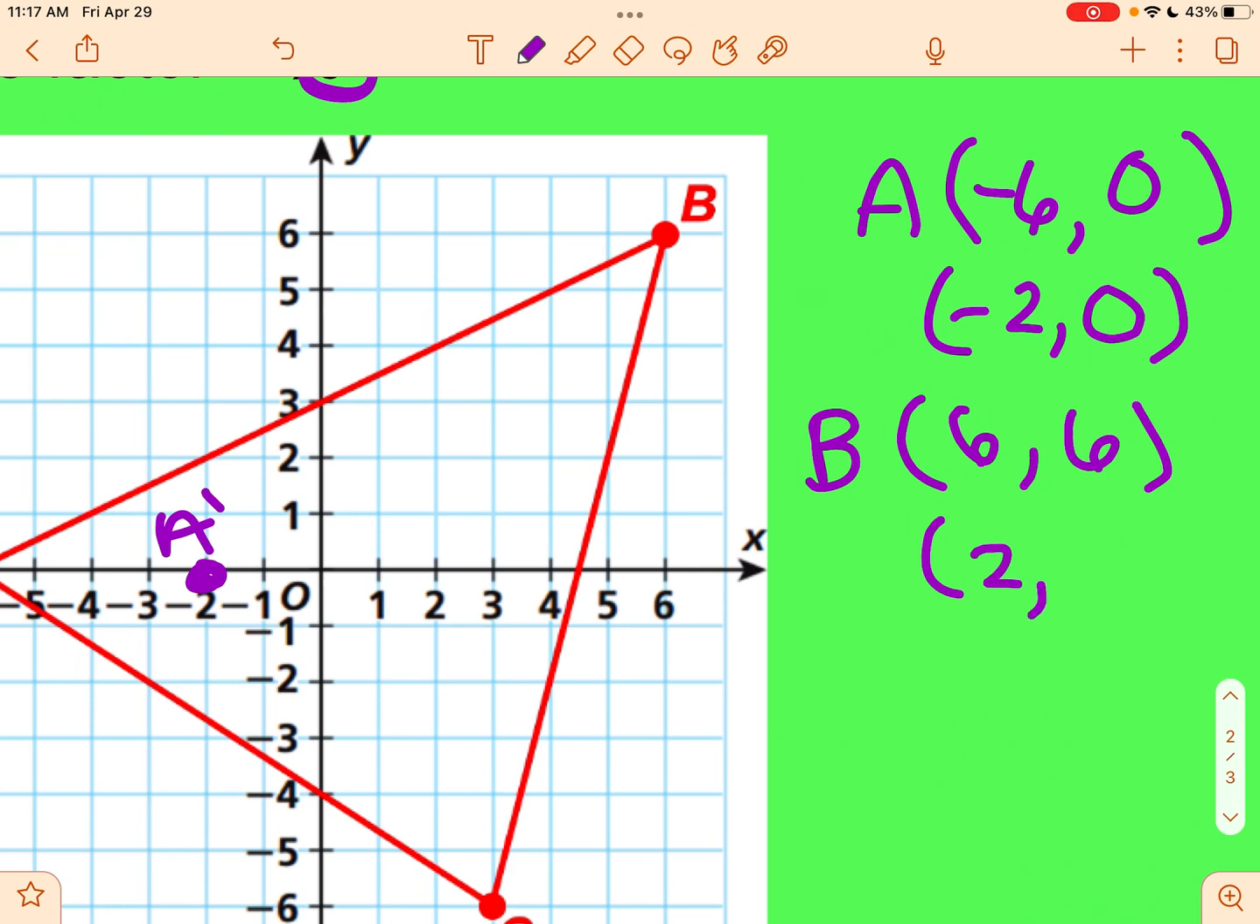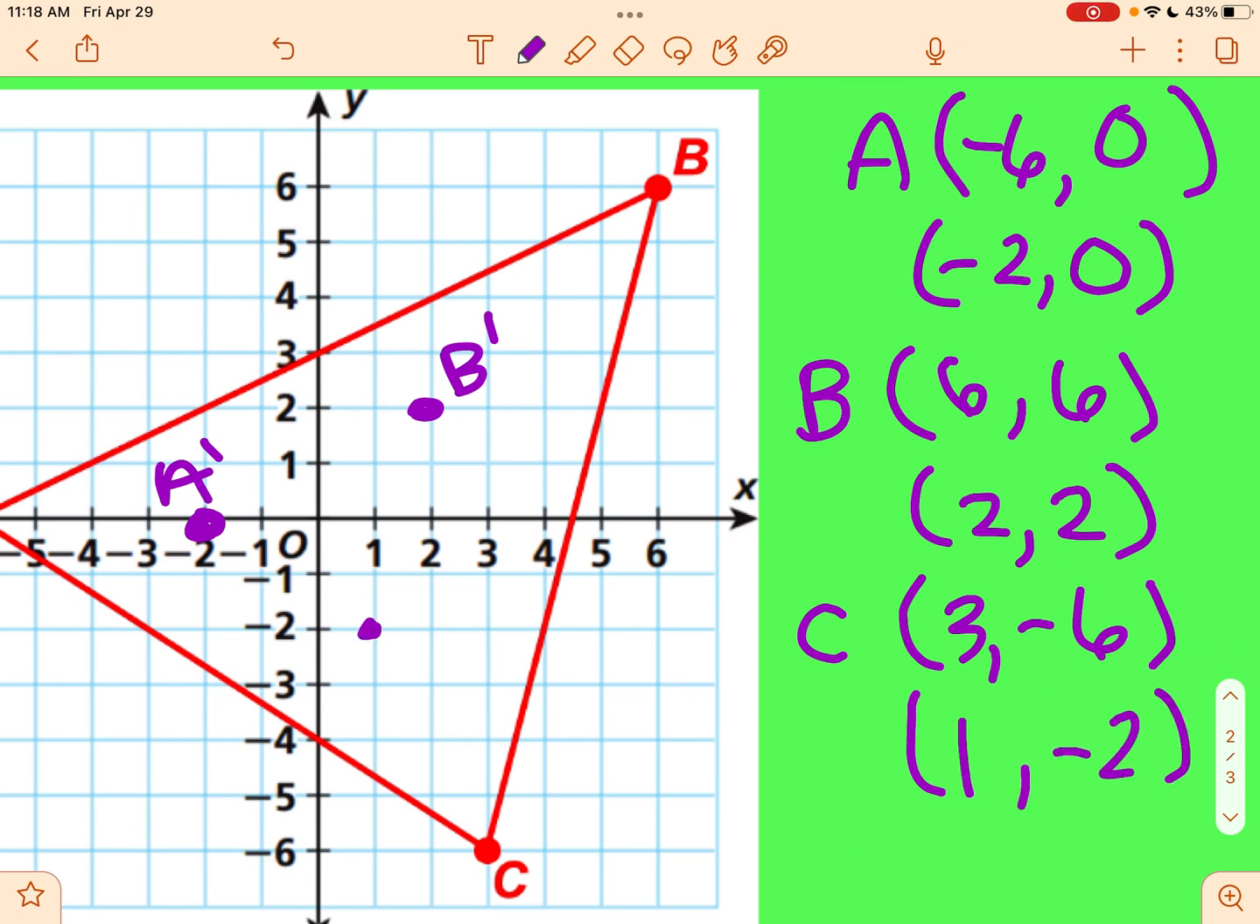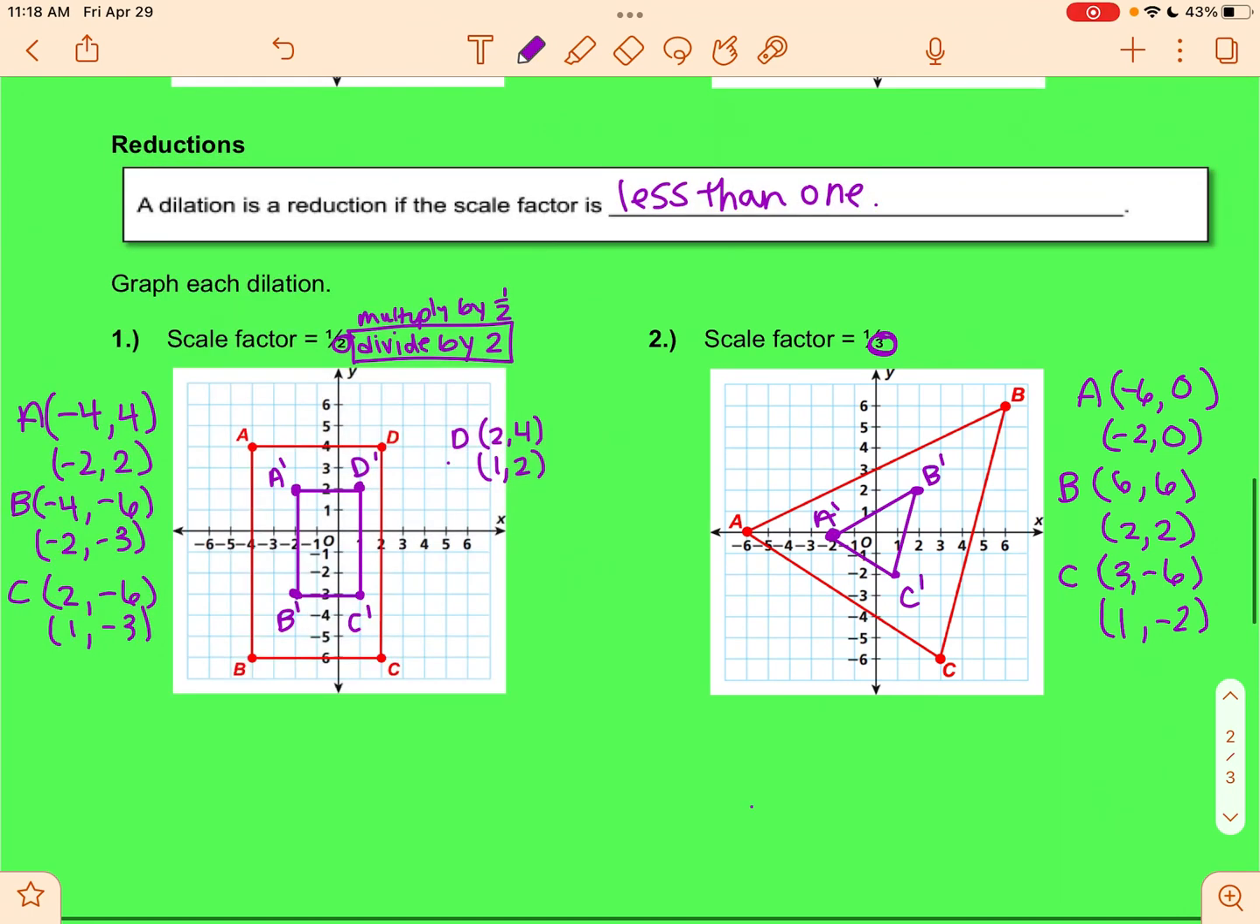6 divided by 3 is 2. 6 divided by 3 is 2. So our new point is at 2, 2. And then lastly, we have C, which is at 3, -6. Let's divide both of those by 3. 3 divided by 3 is 1. -6 divided by 3 is -2. So we're at 1, -2. Connect our dots, and you should have a triangle that looks exactly the same, just a bit smaller.